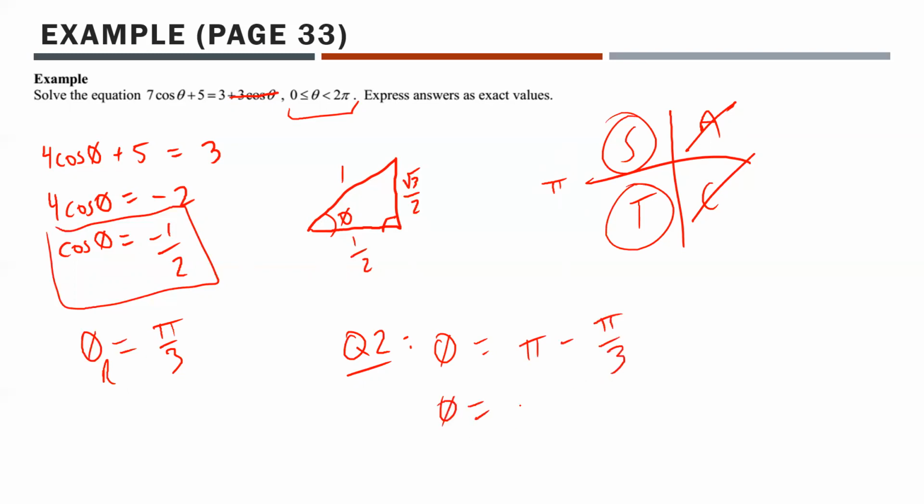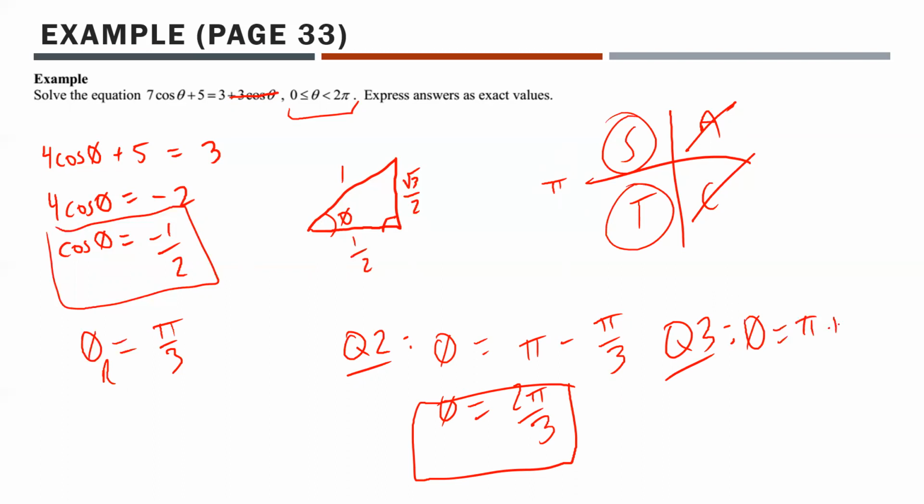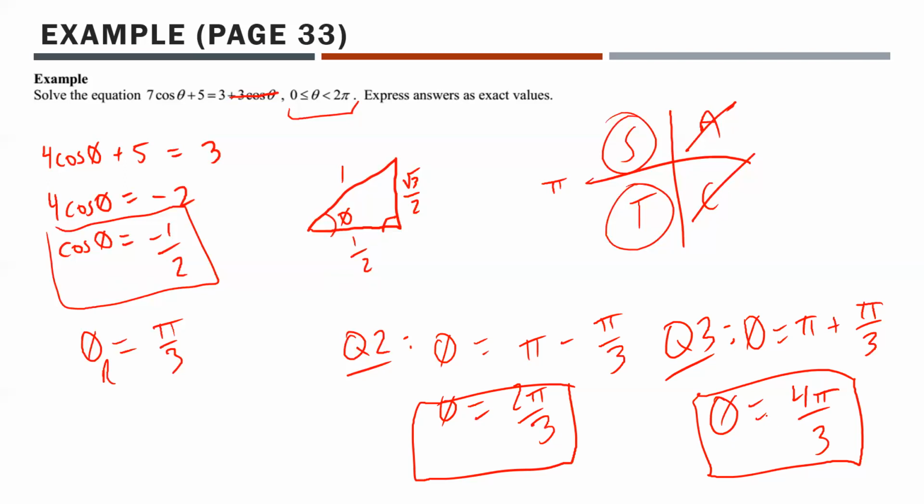Or in other words, theta equals 2 pi over 3. If we're in quadrant 3, on the other hand, then theta is going to be pi plus pi over 3. Or in other words, theta equals 3 pi over 3 plus 1 pi over 3, which is 4 pi over 3. And there we go. Whew, that was a long lesson. I apologize for that, guys.